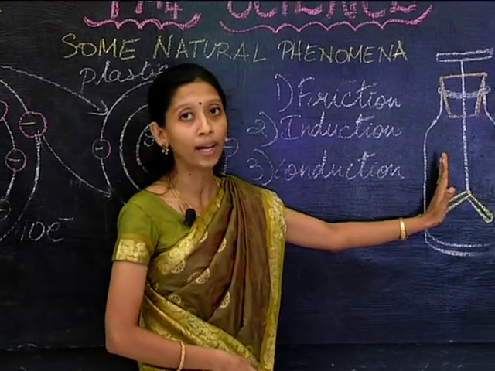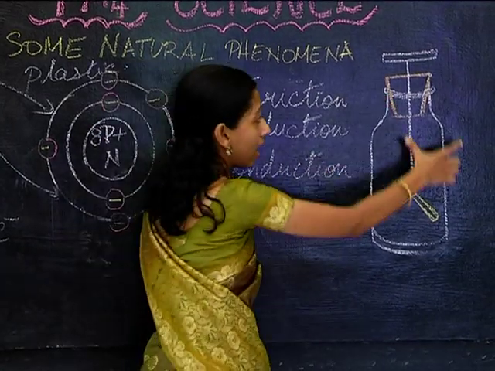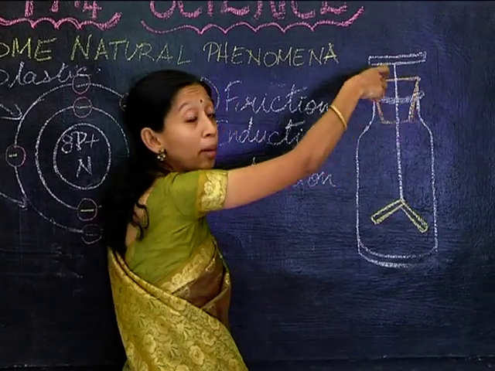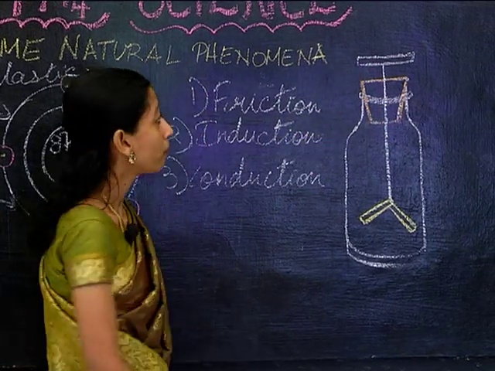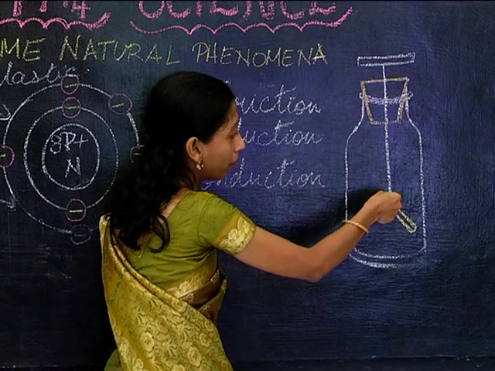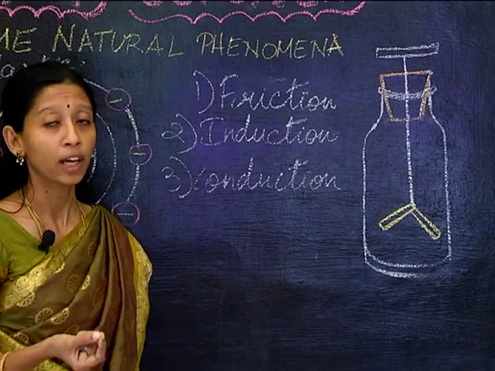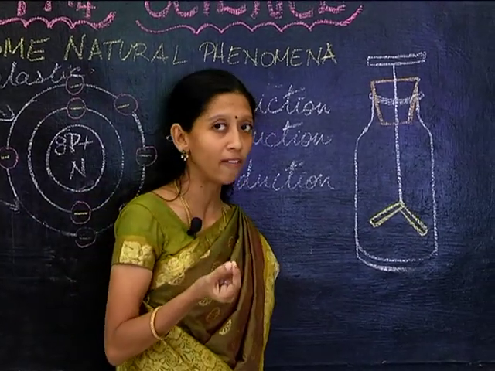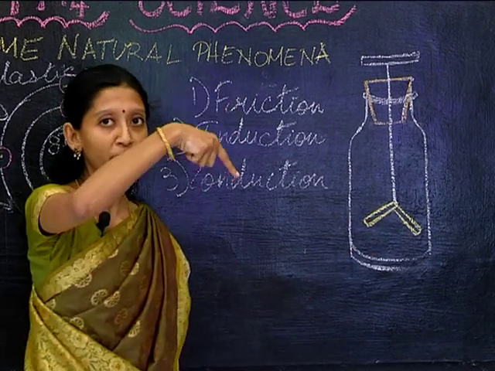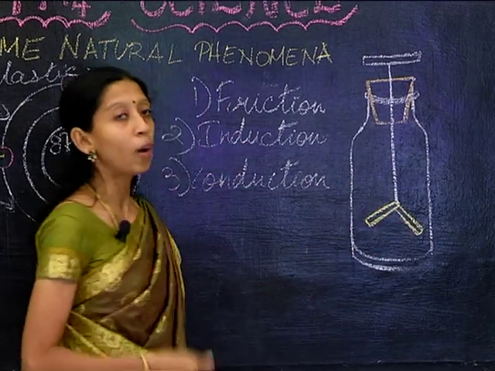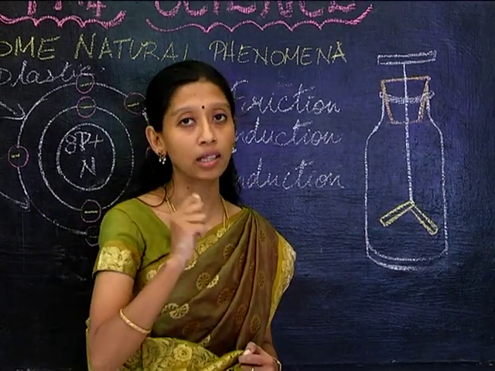So this is the apparatus of a gold leaf electroscope. It is a glass jar whose mouth is fitted with a one-hole cork. You have a brass rod here and this is a gold leaf or gold metallic plate. We can use even aluminum foil which we have in our house. This is kept open in a V shape. Now I take a glass rod and rub it with a piece of silk.